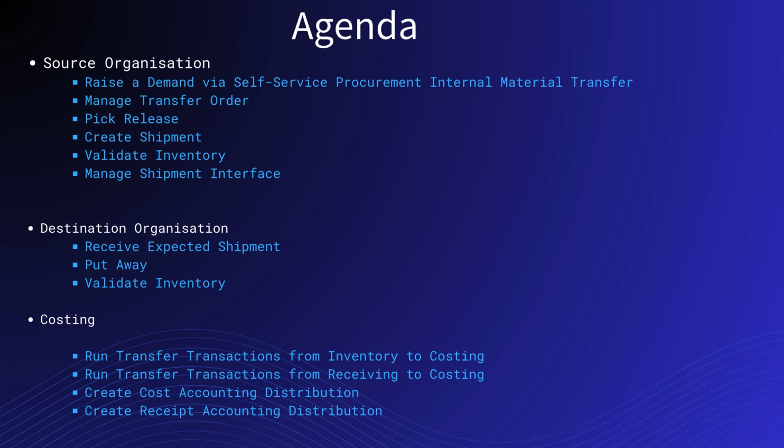And from the costing perspective, we'll have to run a couple of interfaces, the ESS jobs. Run transfer transactions from inventory to costing, because we have created the transfer order, it resides in inventory, and that needs to be brought into the costing module. Run transfer transactions from receiving to costing, because we have received the goods in the destination organization, so even that needs to be pushed into the costing module. Then we'll run create cost accounting distribution, and then we'll run create receipt accounting distribution.